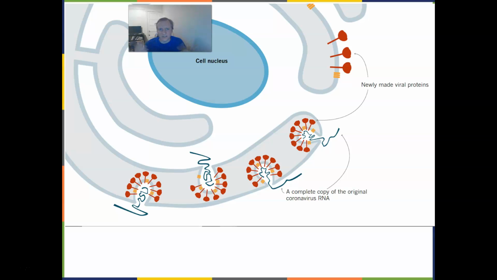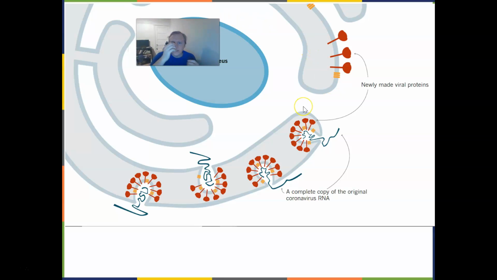It doesn't really matter. This is kind of happening throughout, but she did a really good job of separating things up in these images. And so you have all of these viral proteins that have been made by your cell. And what's going to happen is you're going to wind up with entire viruses inside of your endoplasmic reticulum.